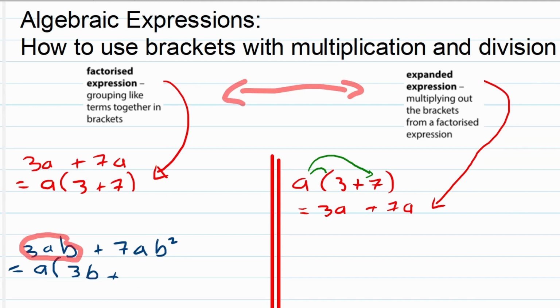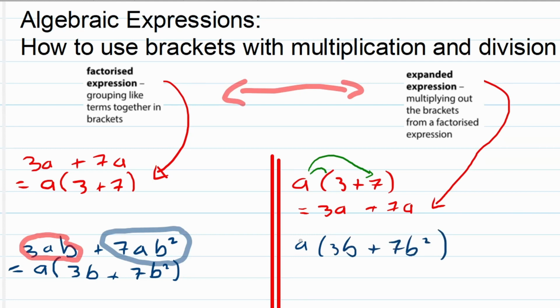And then with the next term, we ask the question, what is 7ab squared divided by a? It will be 7b squared. And this is its factorized expression. We can use the same example over here and say, okay, there is an a bracket 3b plus 7b squared. And now we are multiplying into the bracket, just like with this example right above it. We multiply the a with the 3b, and we multiply the a with the 7b squared.